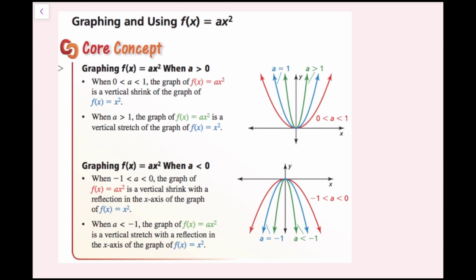When a is less than -1, the graph of f of x equals ax squared is a vertical stretch with a reflection in the x-axis of the graph of f of x equals x squared. So same logic there, but now my absolute value of the coefficient would be larger than 1, so I'm stretching it away from the x-axis, and the negative sign means that I am reflecting it in the x-axis.